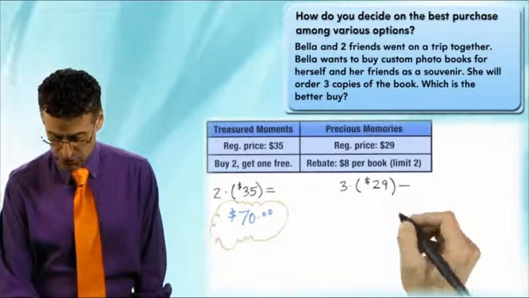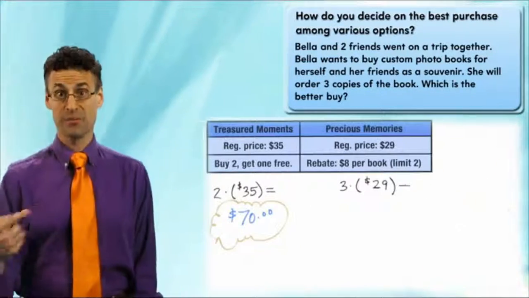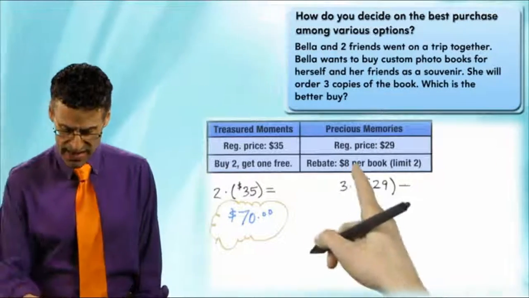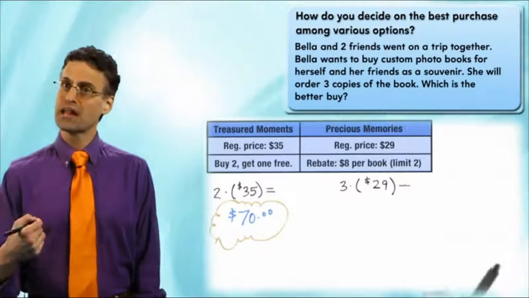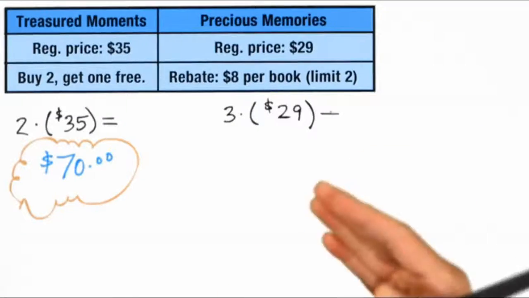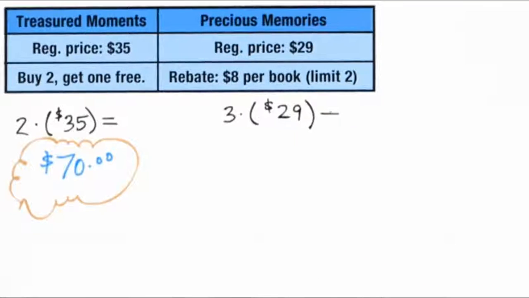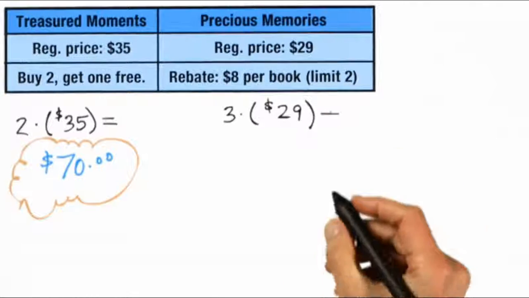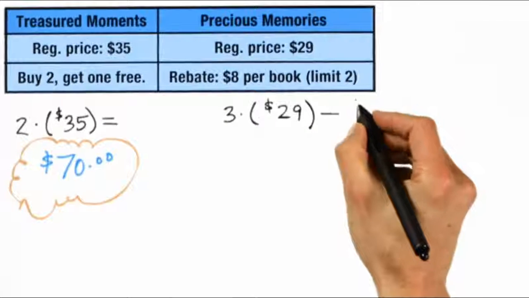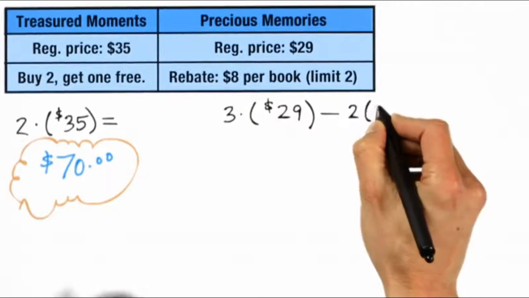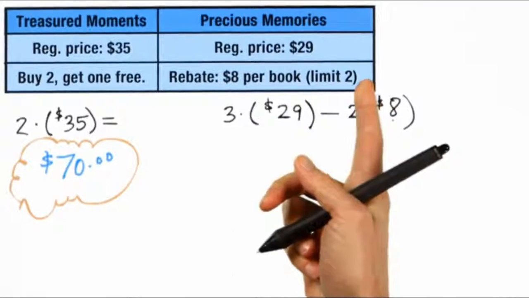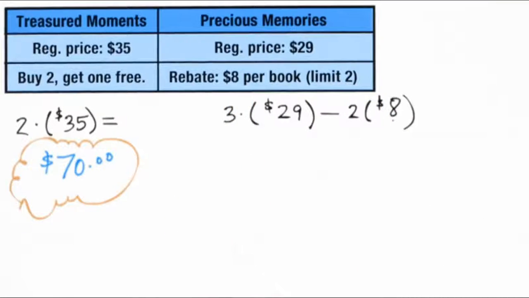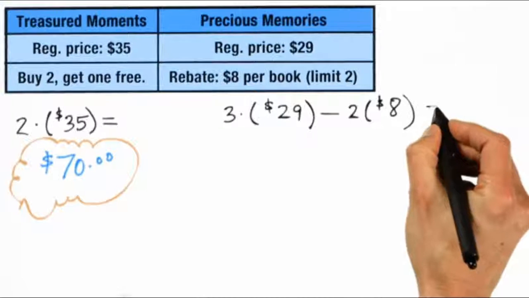That means we're going to subtract off the amount we pay, because we're going to get money back. Subtract off $8 per book, but a limit of 2. We're buying 3 books, so we only get a rebate of 2 books. That means we're going to get an $8 rebate twice, which means 2 times $8. Right? That makes sense because we have a limit of 2, and for each of those 2, we get $8 back. Now, what does this work out to be?